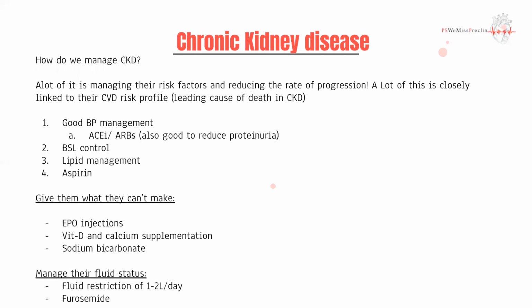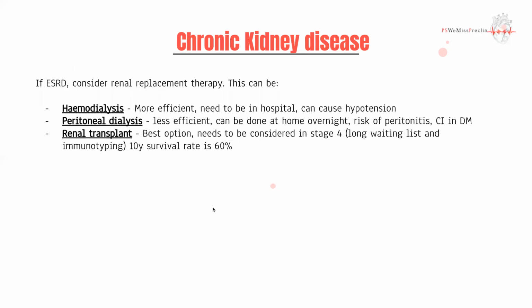Lastly, we want to manage their fluid status. So we want to ensure that they are fluid restricting to 1 to 2 liters a day. This is also because they're not going to be filtering out and excreting water as much. So we don't want to overburden the kidneys even further. And if you have complications like peripheral edema, APO, we might consider giving them furosemide because we know that helps. Lastly, once they move on to end-stage renal disease, which is usually your eGFR around 15 or less than 15, you would be starting to consider renal replacement therapy.